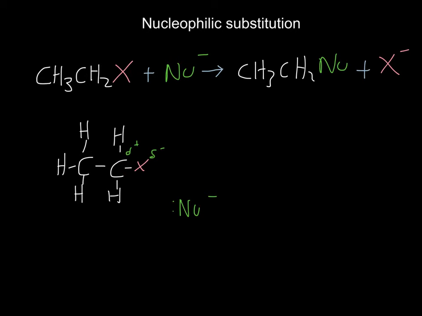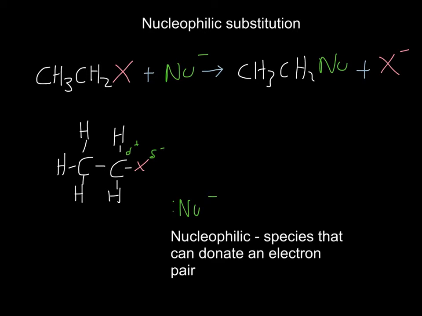This polar bond is why haloalkanes are open to attack via nucleophilic substitution. It's why they react via nucleophilic substitution, because they have this partially positive carbon. Because you have your nucleophile, so the definition of a nucleophile is something that has a lone pair of electrons that it can donate. So a nucleophile is any species, and species is just a general term for molecules, atoms, ions, any species that can donate an electron pair.